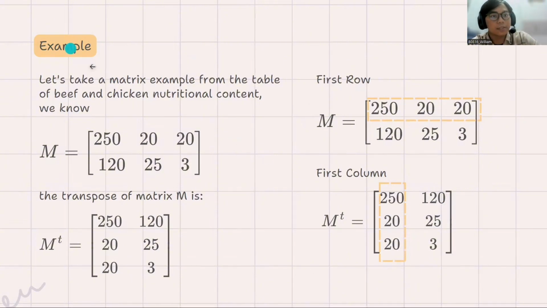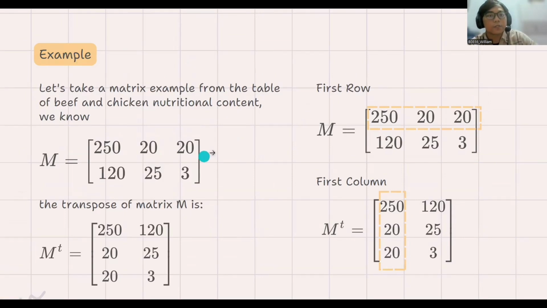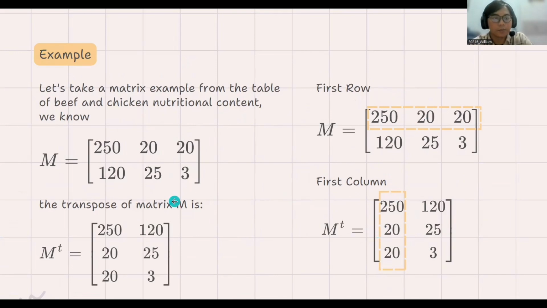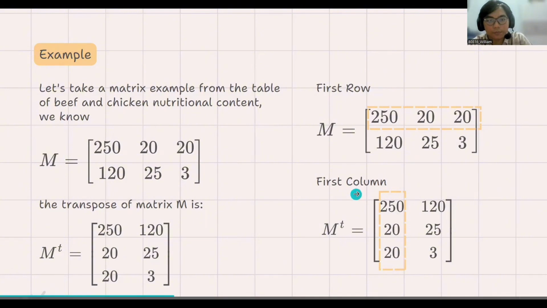Example, let's take the matrix example from the table of beef and chicken nutritional content. We know this and this for sure, like this. And the first column is like this. We change the row to the column and the column to the row like this. And this. Change it.